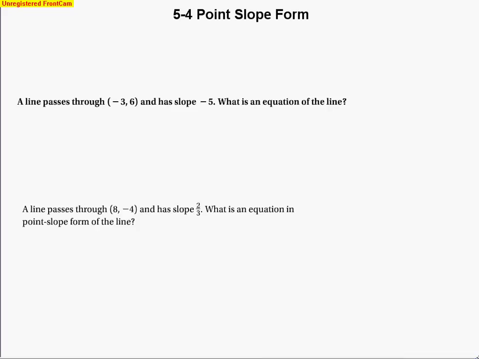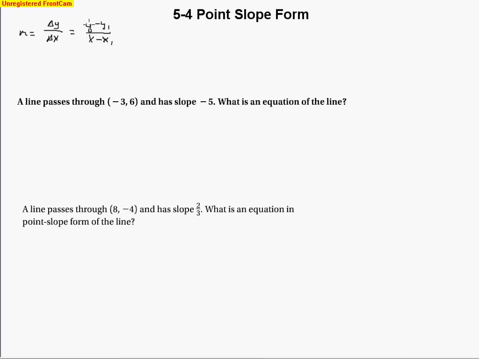This is the lesson for Chapter 5, Section 4, called Point Slope Forms. So let's take a look at what point slope is. Way back in Chapter 5, Section 1, we talked about the slope of a line. We said the slope of a line was the change of y over the change of x, and we wrote that change of y as y minus y1 over x minus x1.